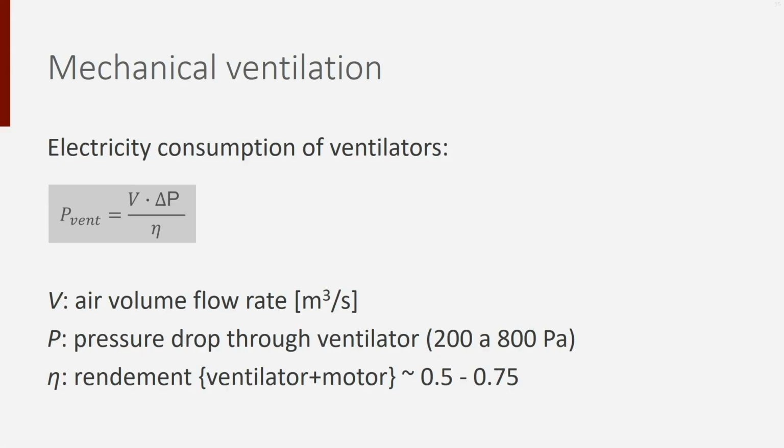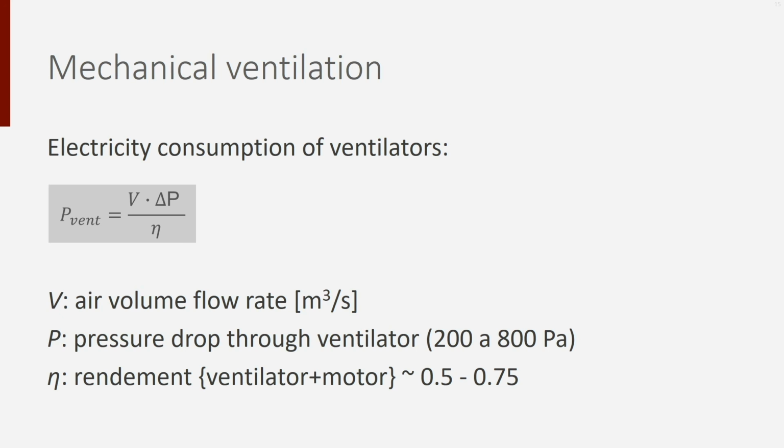What is often forgotten is that also the ventilators require energy, electricity. The equation above shows how to estimate the electricity use of the ventilators, using the so-called ventilator law, which says that the power needed by a ventilator or fan is equal to the volume flow rate of the air to be moved times the pressure losses in the system by the friction in the ducts or bends divided by the efficiency of the ventilator and its motor.